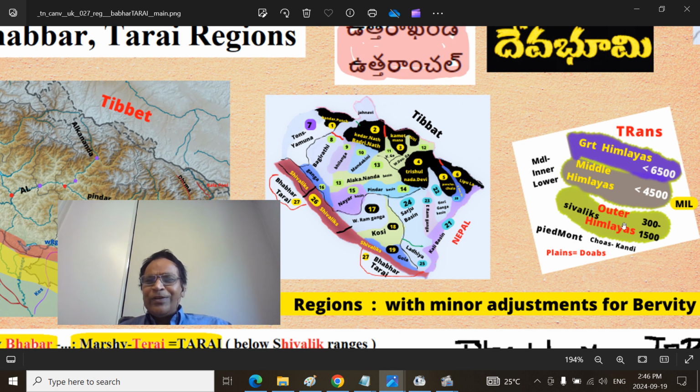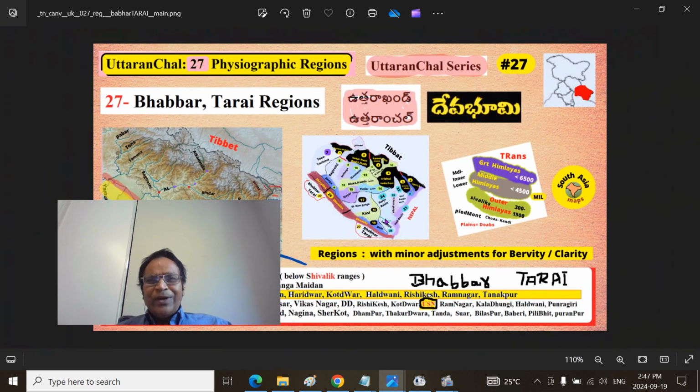So in the Himalayas, we have the Bhabar region, the Tarai region, and these Chos and Kandi piedmont regions, they are essentially a Bhabar-Tarai type of region. They are called that in certain other parts, Himachal Pradesh and East Punjab. Further south, you get the Maidan, the Doab region. I covered that elsewhere.